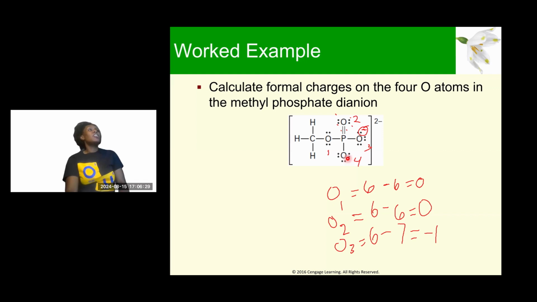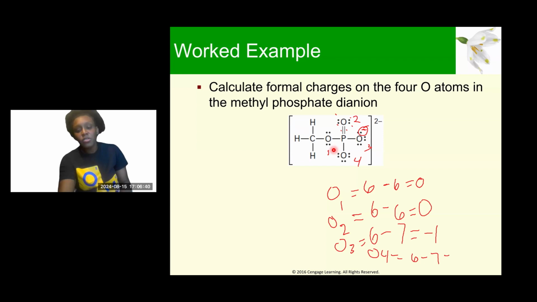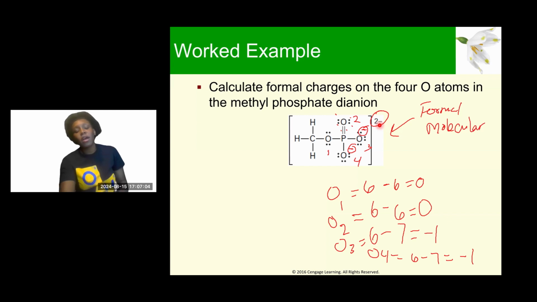All right. And then here, again, 1, 2, 3, 4, 5, 6, 7. So oxygen 4, 6 minus 7. So that still equals -1. And so these 2 oxygens at the bottom, 3 and 4, are what gives this overall molecule a -2 formal charge. So this charge here, when it's outside of the bracket, represents the formal charge for the whole molecule, not the individual atoms, okay? And so there you have it.